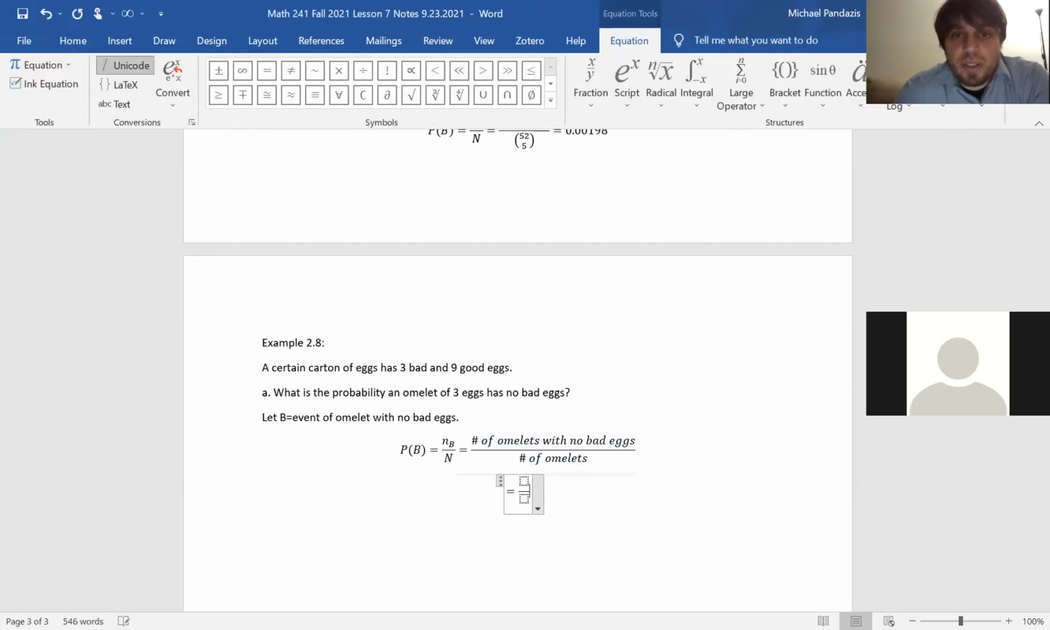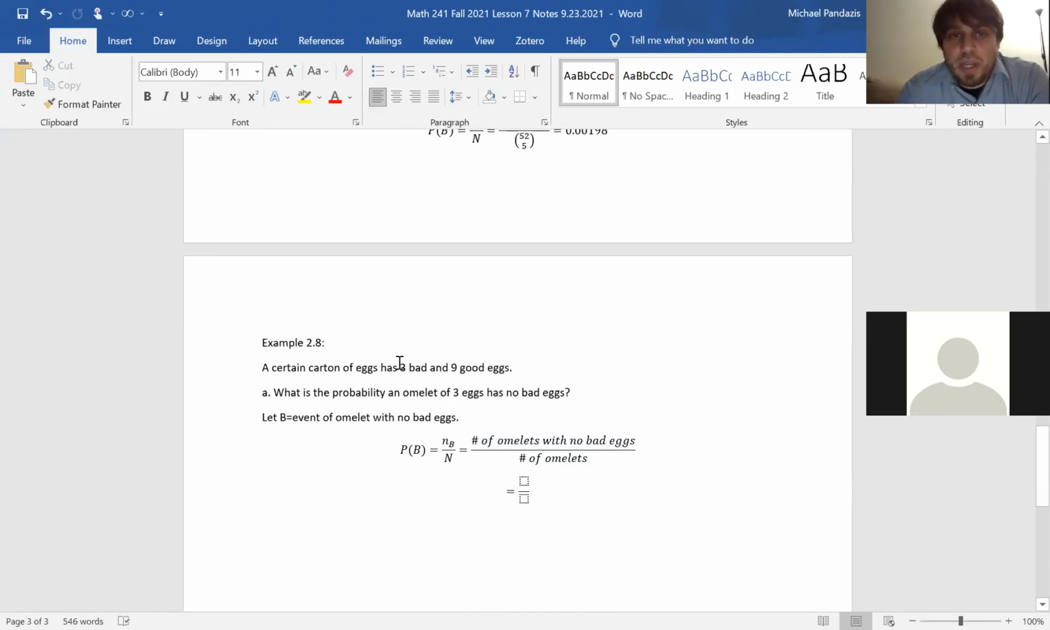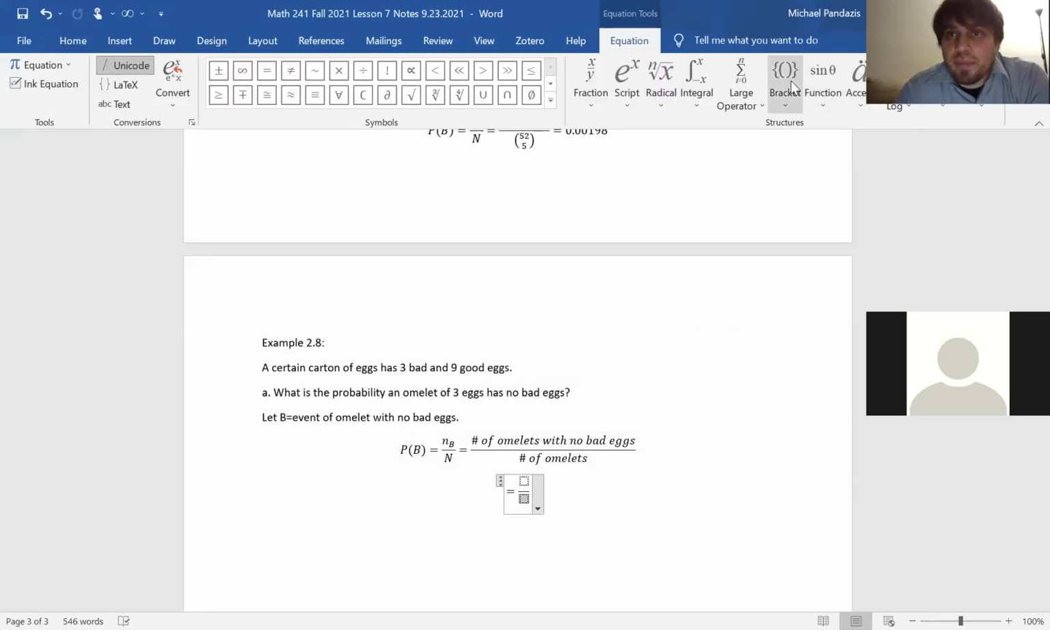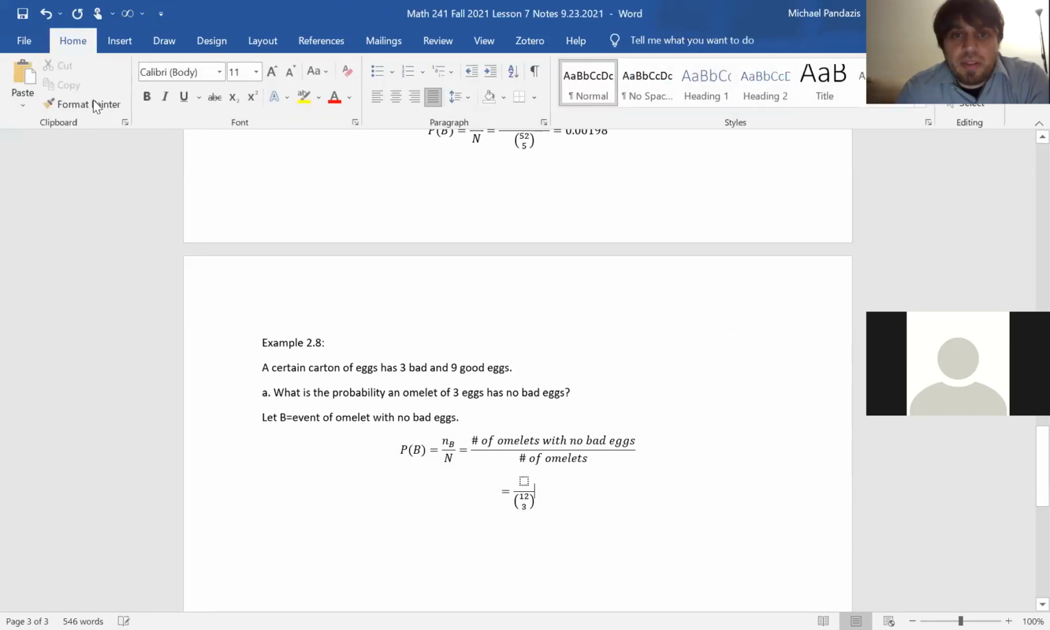So what is the number of omelets? Usually the denominator is easier to calculate. Well, you want to make an omelet with 3 eggs. So you have 12 eggs, and you want to choose 3 of them for your omelet. So 12C3 is the number of omelets where you choose 3 of those 12 eggs.